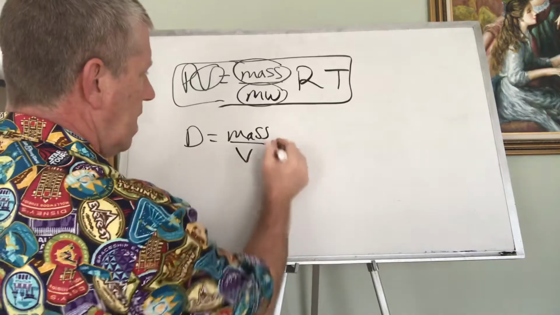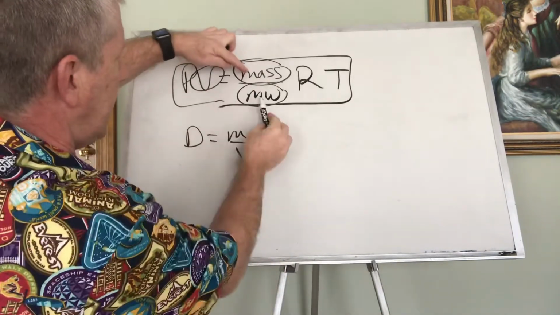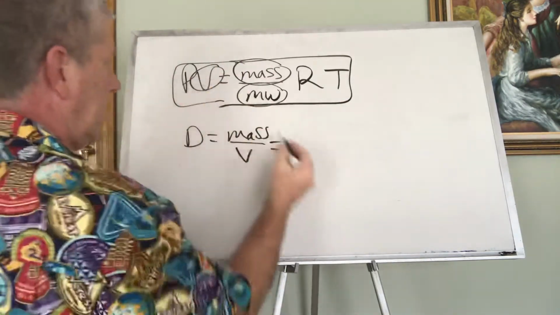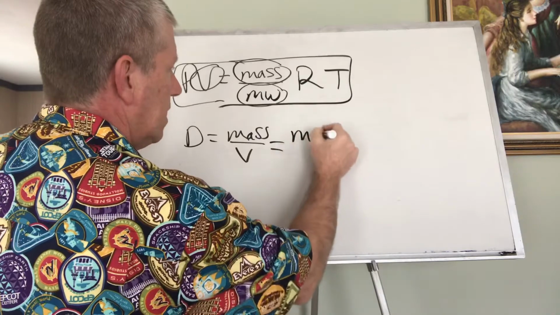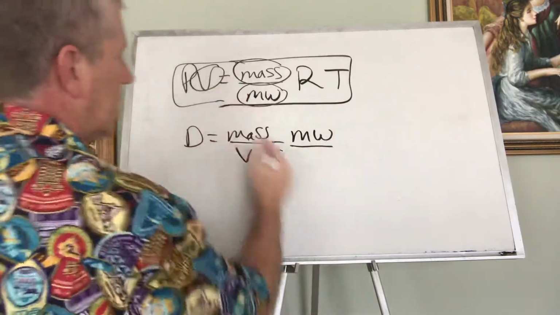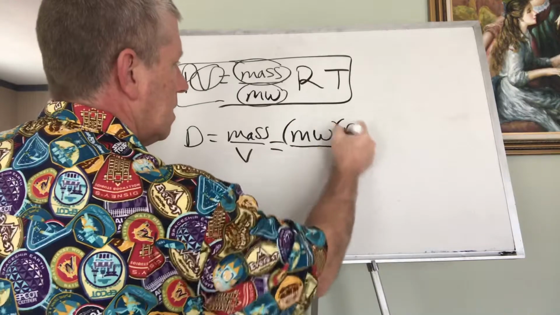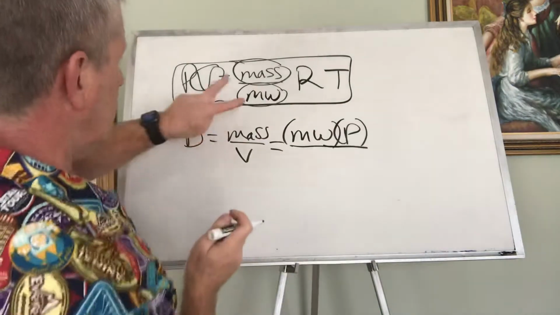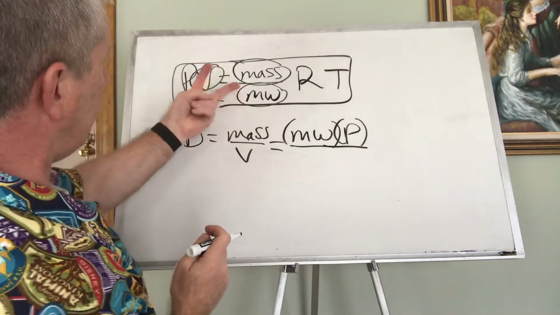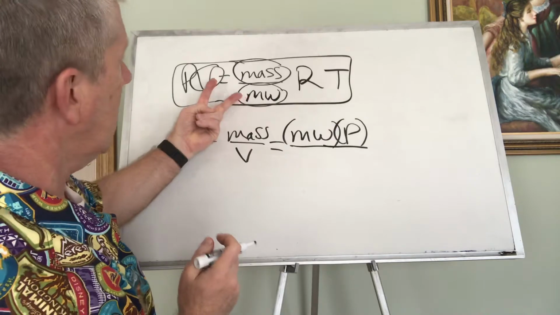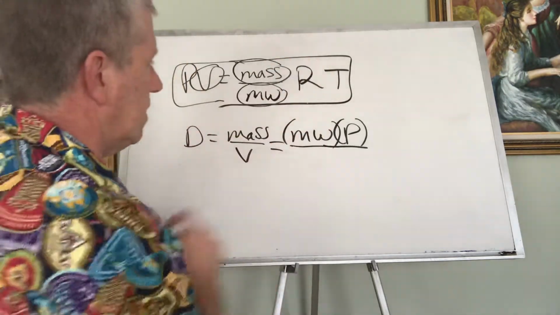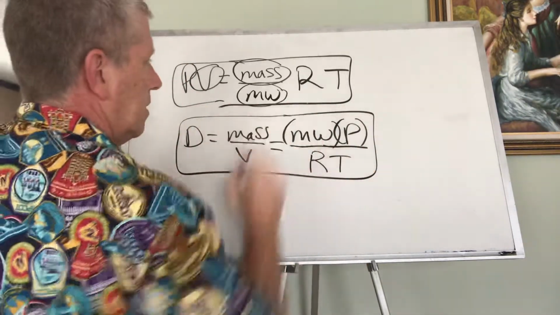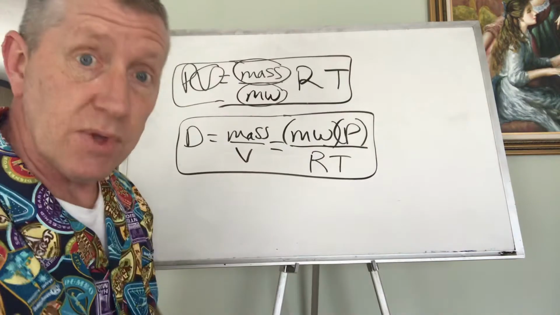So to get mass over volume, M over V, I will have to take RT and move it to this side of the equation, V over here, MW, move everything around. What do you get? You have MW times P, and it doesn't make any difference which order you put those in. So I moved this one over here, switched it. Then we take RT and bring that down. Now we have the ideal gas law set up to solve for the density of a gas.